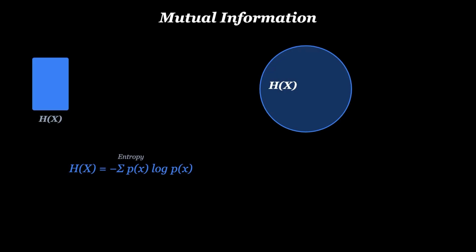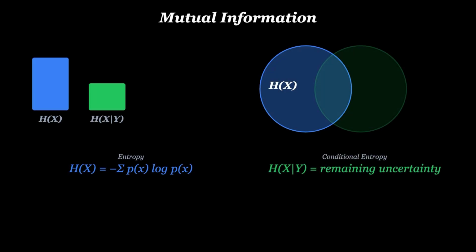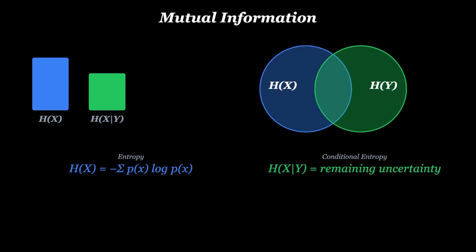Now consider what happens when you learn another variable. The conditional entropy measures your remaining uncertainty after making that observation. If the two variables are independent, learning one doesn't help. The conditional entropy equals the original entropy. But if they're related, conditional entropy drops below the original. The difference between these two is the information that one variable provides about the other.